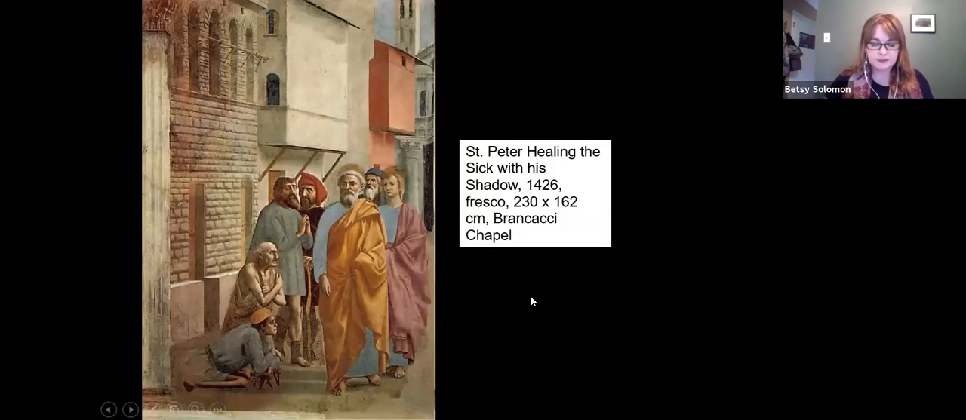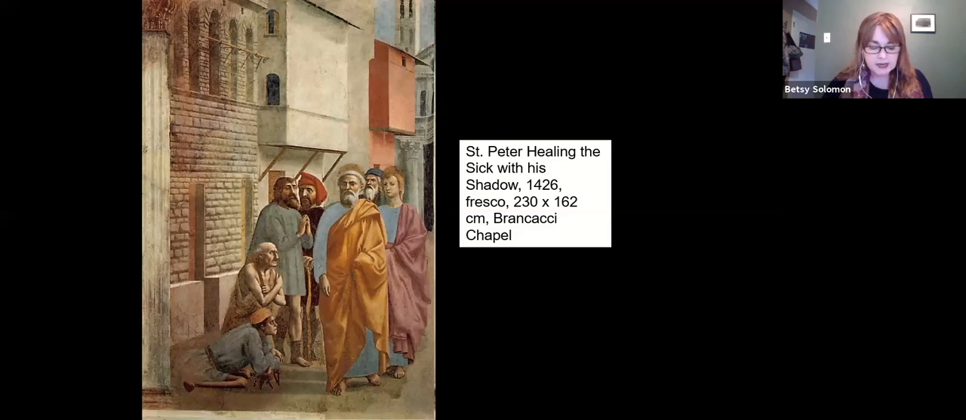And let's start with St. Peter. So I'm going to tell you the story in short, and while I'm telling it, all of you look at the painting, and then I'm going to ask you to share some details that you're seeing. So the story is St. Peter healing the sick with his shadow.